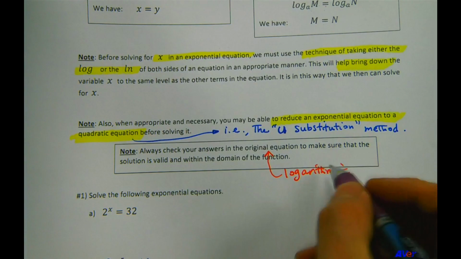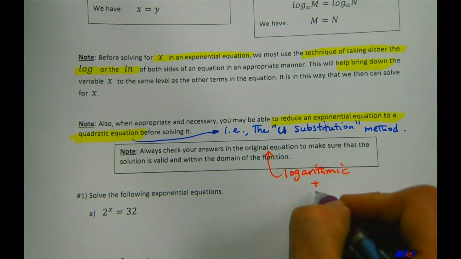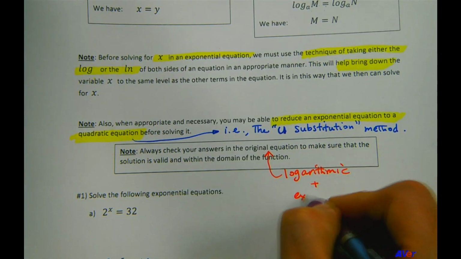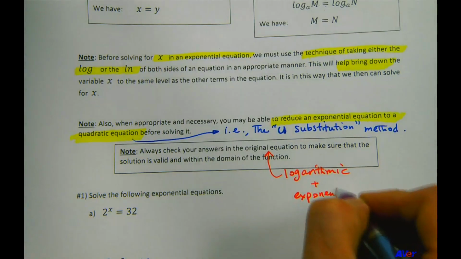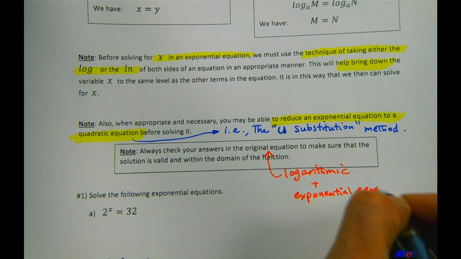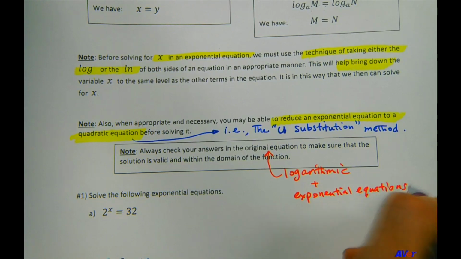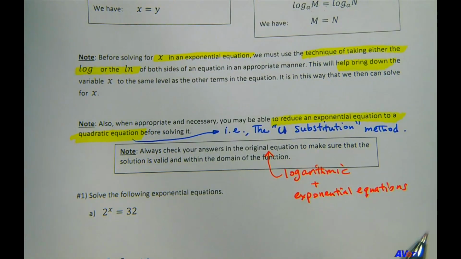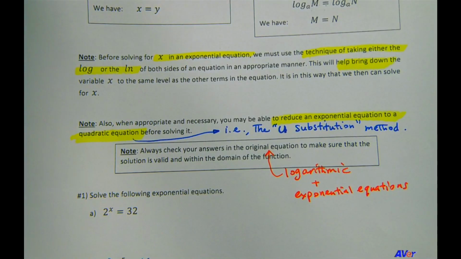So let me just say logarithmic first, and then also plus exponential equations. Okay. So now, in addition to radical equations and rational equations, we now have 2 more categories of equations where we need to check back the solution.